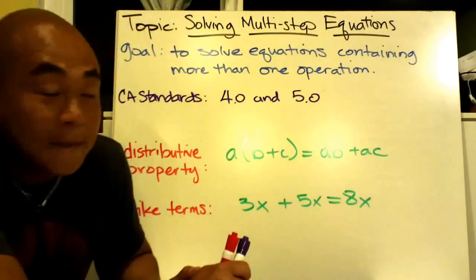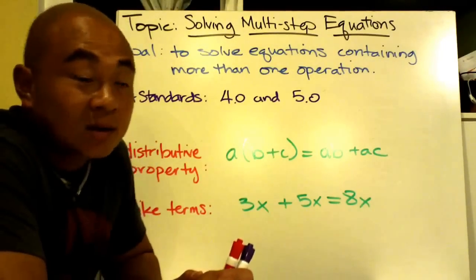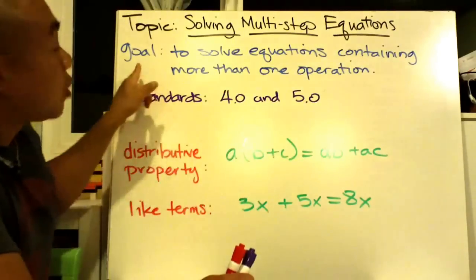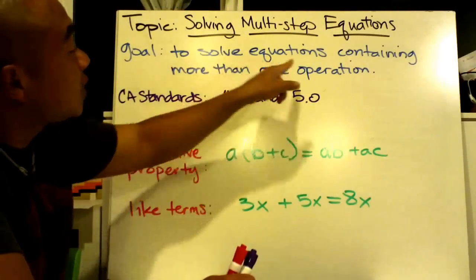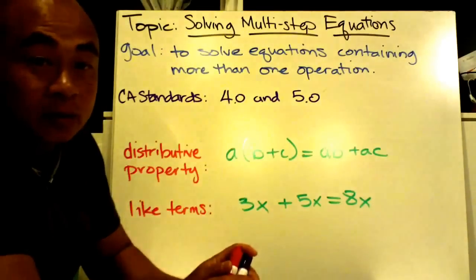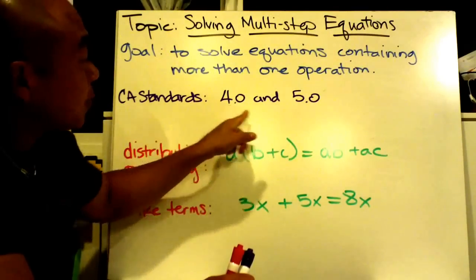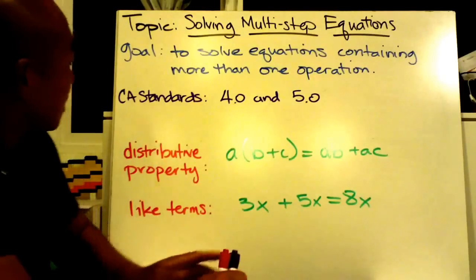Hi, Mr. Cool here again, and today's topic is solving multi-step equations. Our goal for today is to solve equations containing more than one operation. And the California standards that we're going to cover today are 4.0 and 5.0.